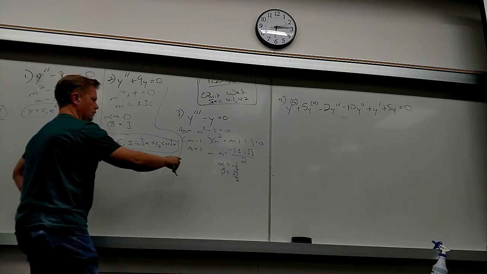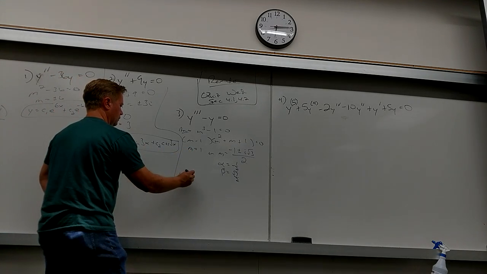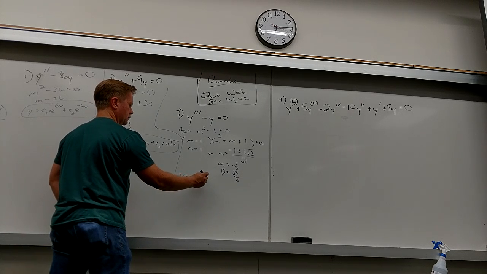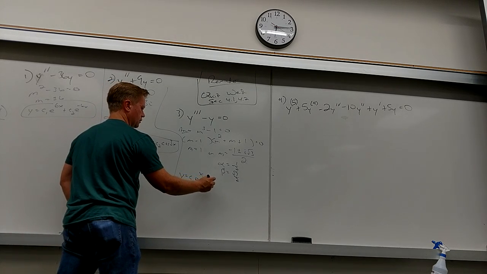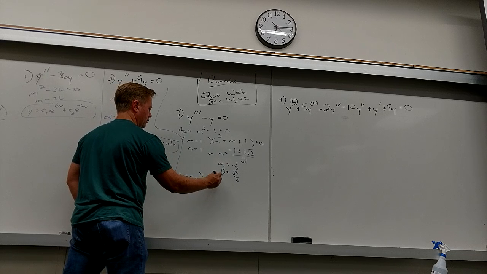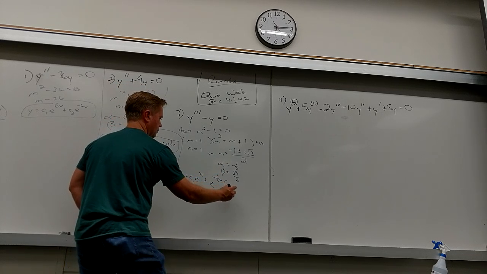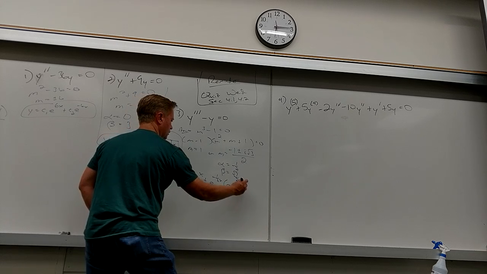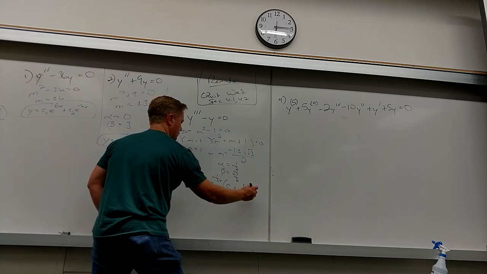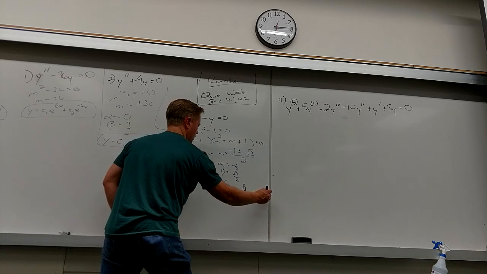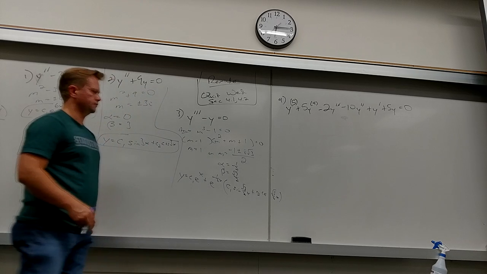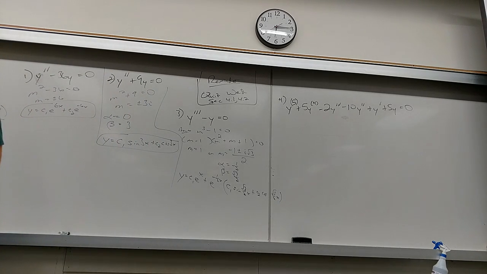I like it. So then from this guy I get a nice one: C e to the x plus e to the negative 1/2 x times C1 sine radical 3 over 2 x plus C2 cosine radical 3 over 2 x. Sine beta x, cosine beta x.